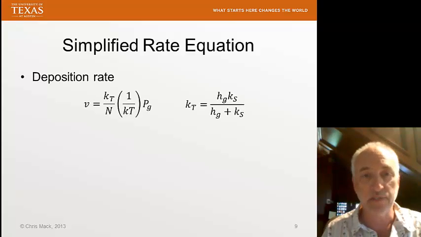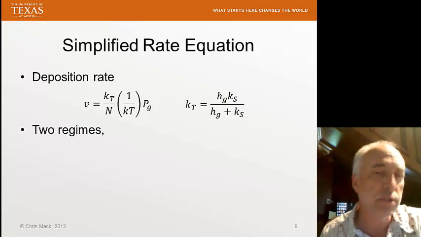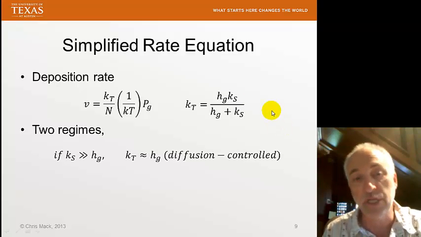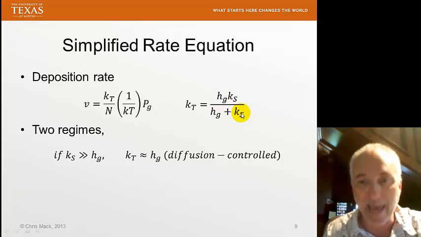So let's take this simplified rate equation, the deposition rate given here as a function of the rate constant K_T, which is shown here. We're going to find that there are two regimes that this deposition can occur in. In one regime, the rate constant of reaction at the surface is much, much bigger than the mass transfer coefficient h_g. When that happens, take a look.